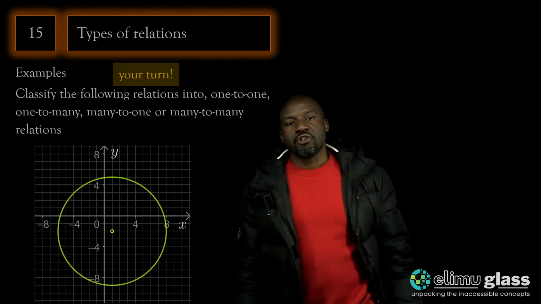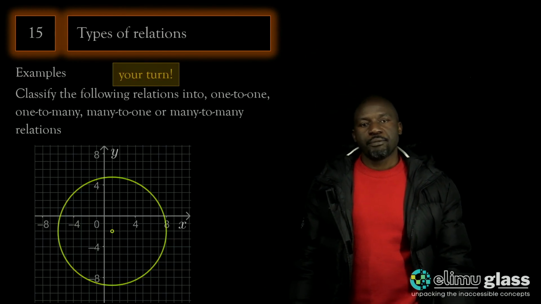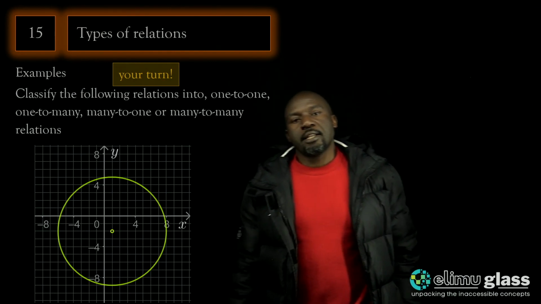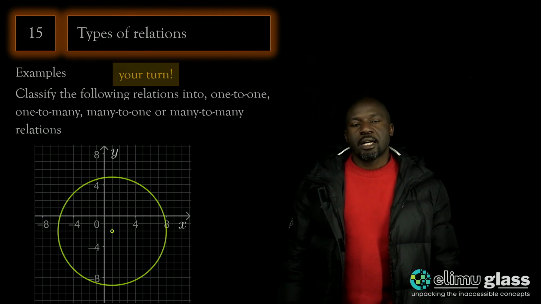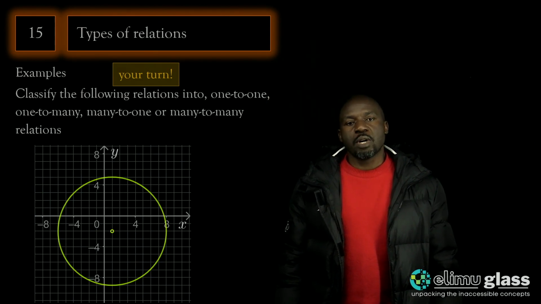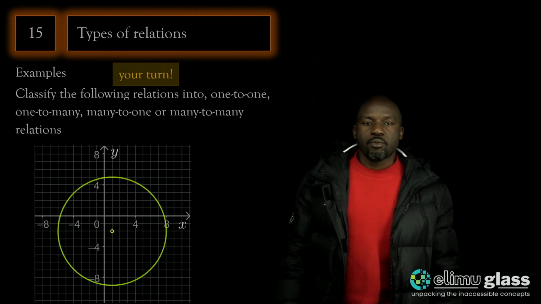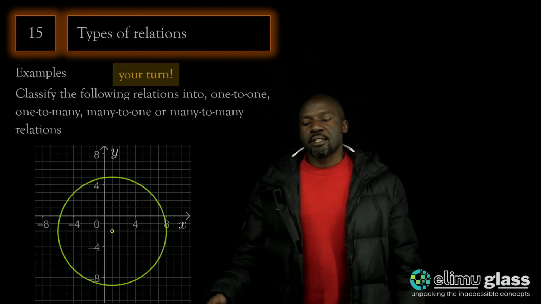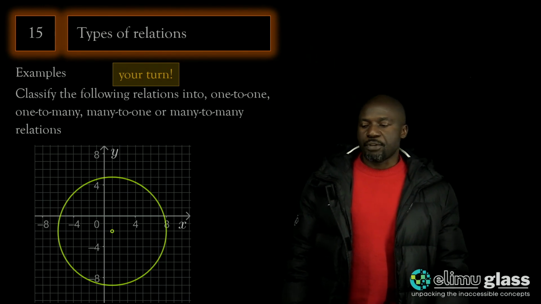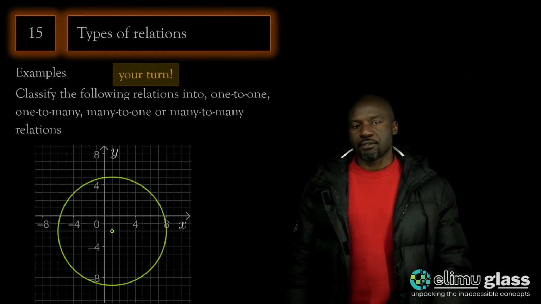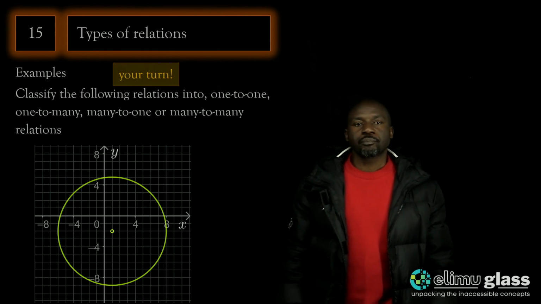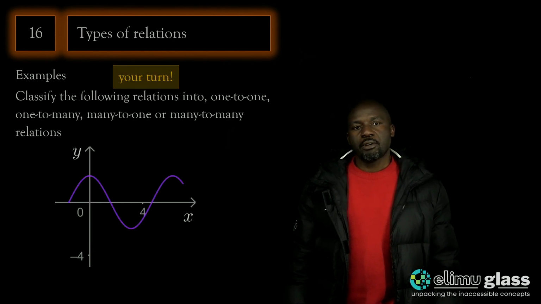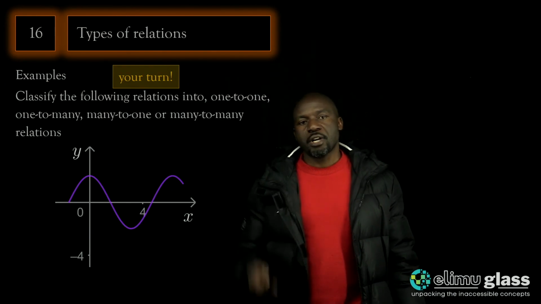Okay, here is your turn. This is a circle. If you remember lesson 3, this is a circle with some center there. Classify this as whether it is a one-to-one, a one-to-many, many-to-one, or many-to-many relation. You're looking at the value of x and seeing whether for one value of x you have more values of y or vice versa. Here's another one for you. Categorize this in terms of what you have there.